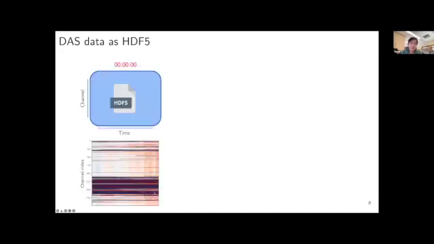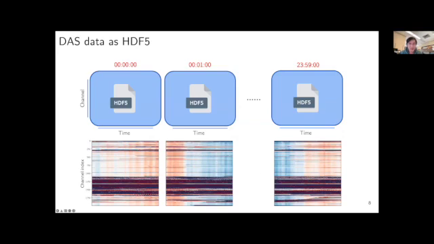Here I'm showing the previous slide. It's basically 1 minute of recording. So every minute, the DAS interrogator will output a single file. These are separate files, but if you append them along the time axis, they form the continuous recording.